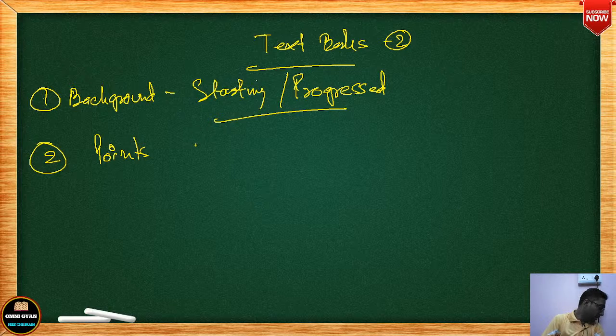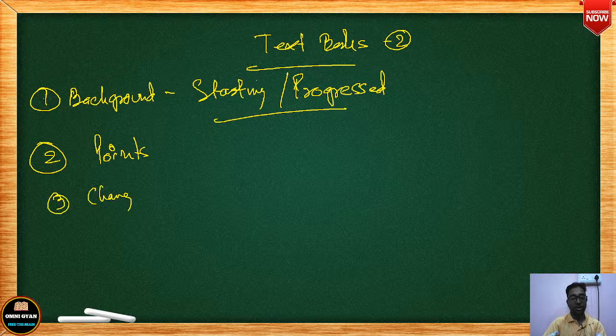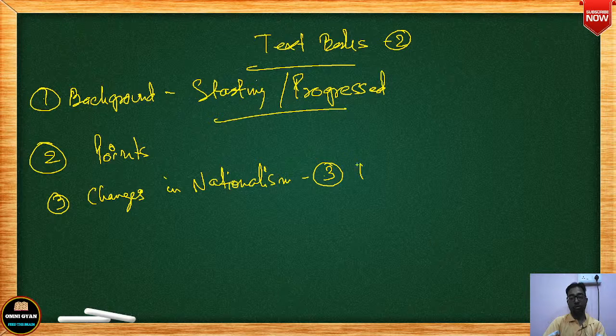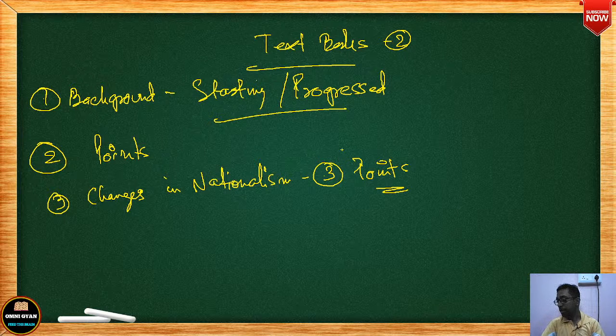There are 3 developments that gradually brought about changes. So what changes came in nationalism? Changes in nationalism. I see that this question comes often. There are 3 points total. You study these 3 points very nicely. All right. Getting it?